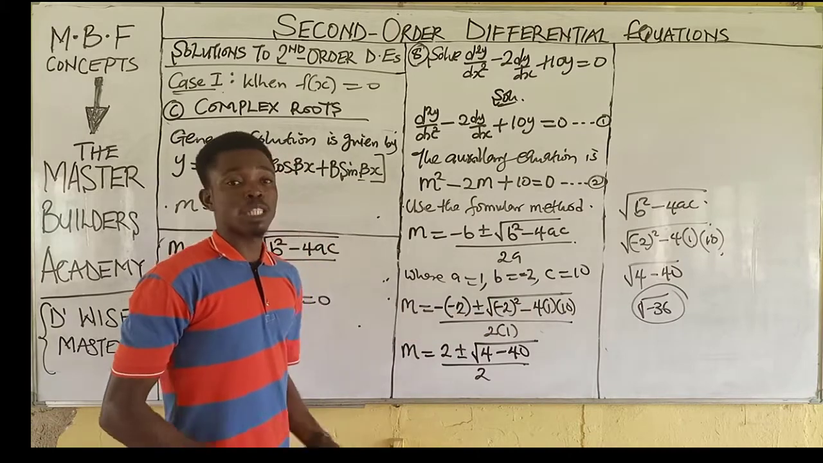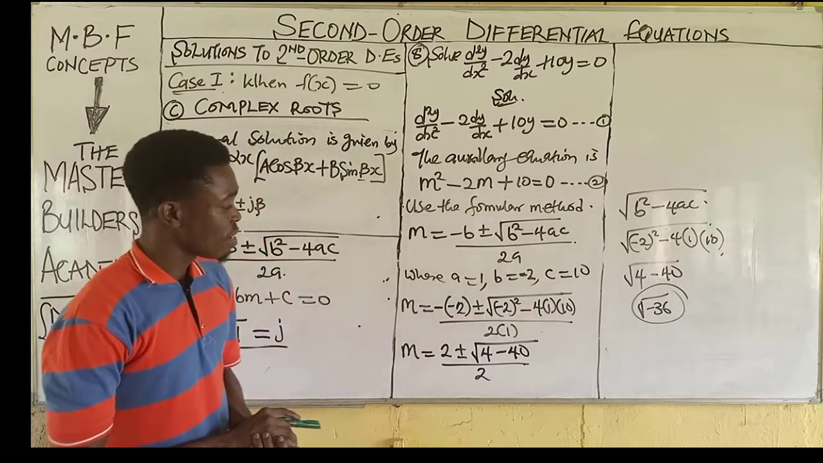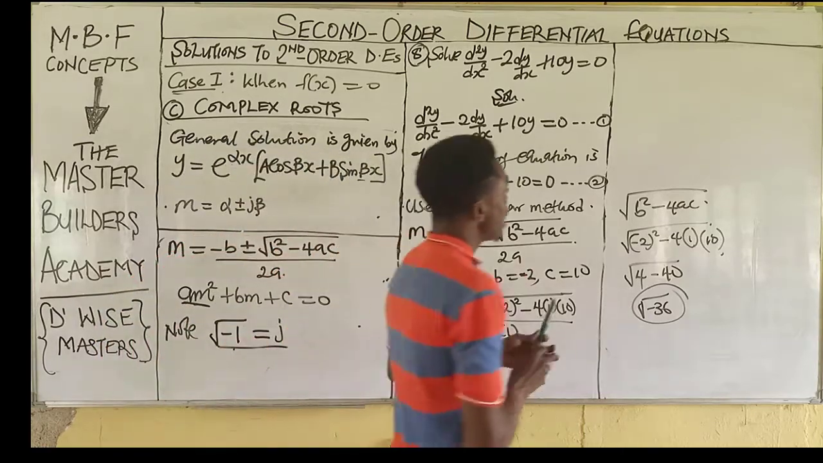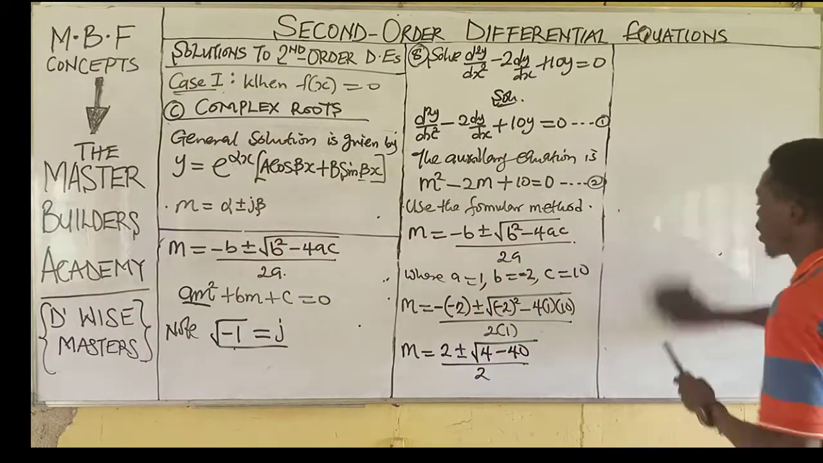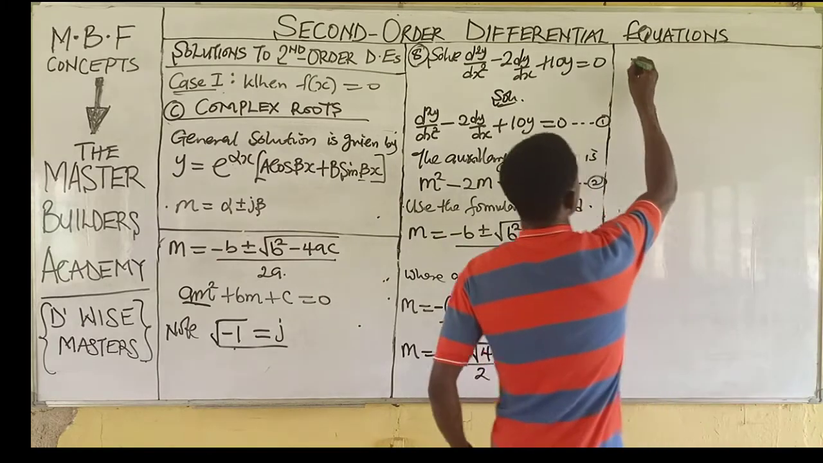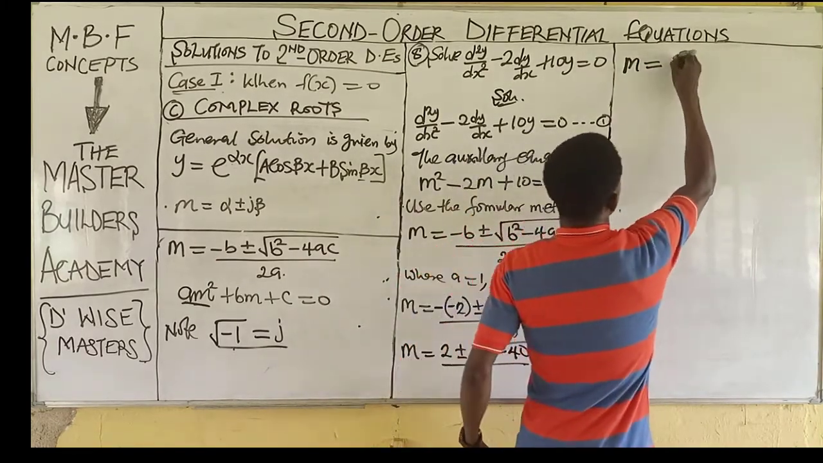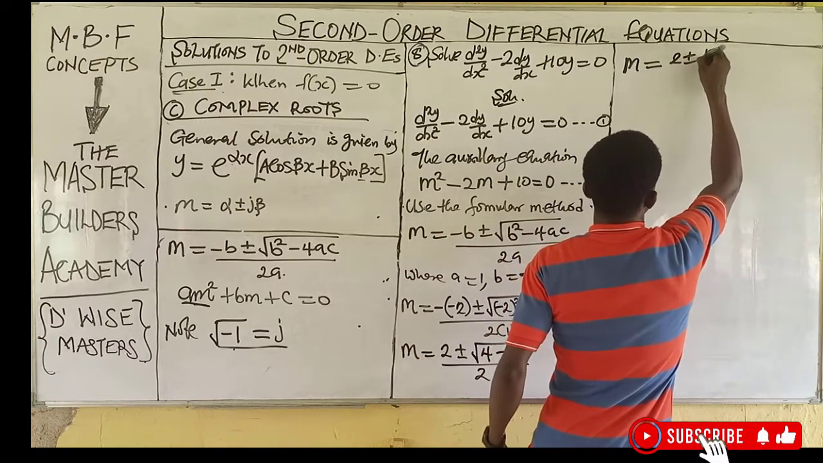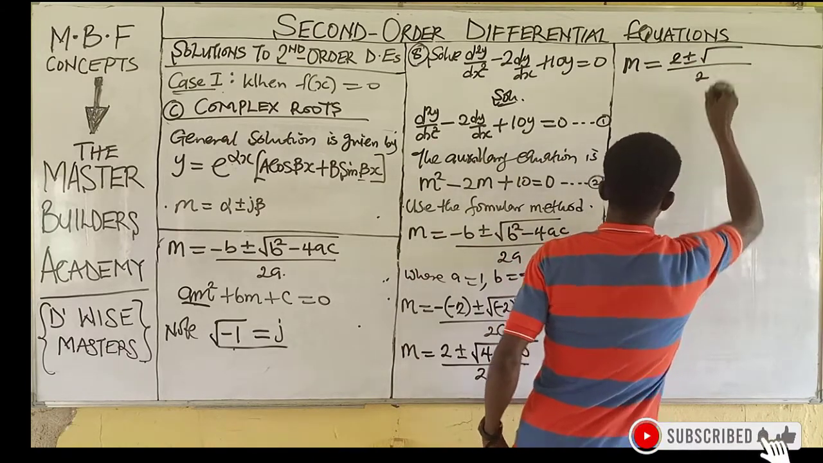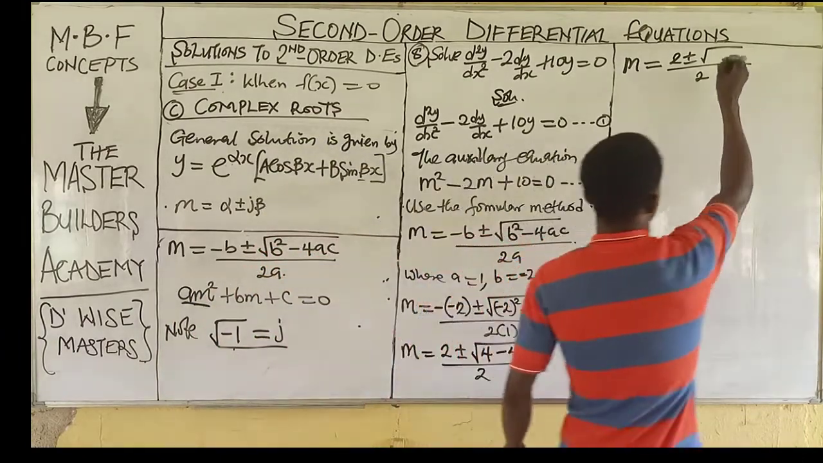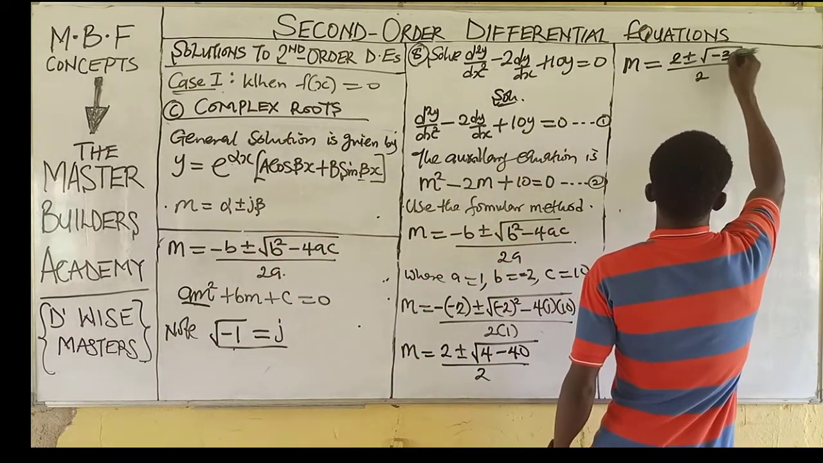Don't forget, 4 multiplied by 1 multiplied by 10 is minus 40. Just so we have it. Now this would have given us m is equivalent to 2 plus or minus the square root of all over 2. Now, when we remove 40 from 4, automatically this will have become negative 36.